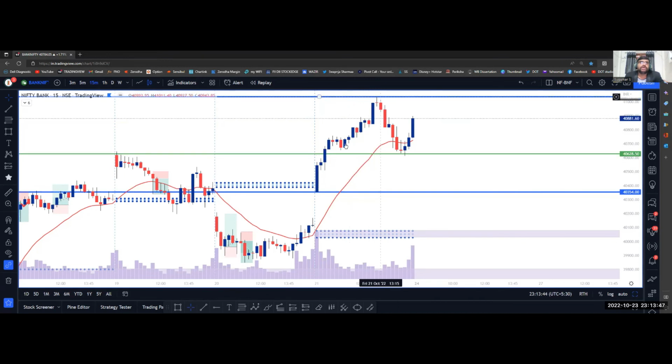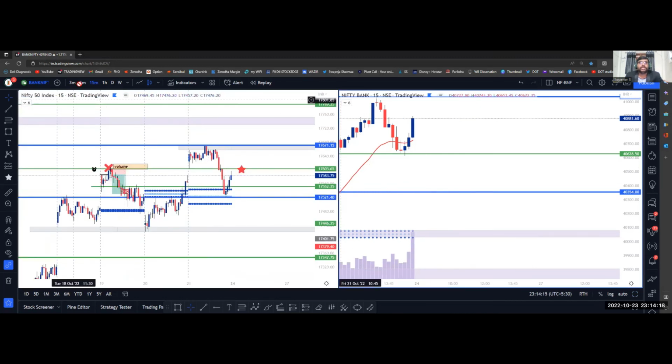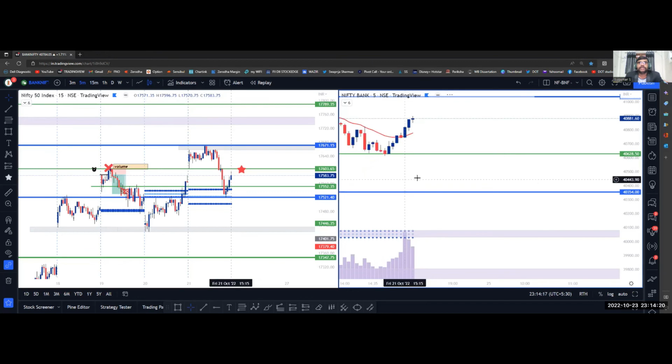This is also a kind of important line where we need to mark, because when the market comes down, it may take a support from here. More probability to take a support from here. And that's it about our preparation of chart. And our chart is ready for the next trade.